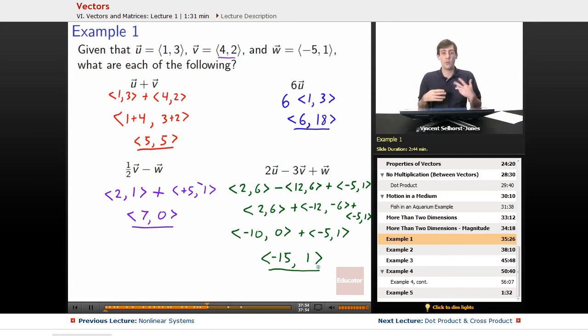It's very similar to what we're used to doing with numbers normally. It's just everybody stays inside of their slot. They only interact with other people from the same slot as them. First slots interact, second slots interact, and if it's higher than 2 dimensions, third, fourth, fifth, whatever slots interact.